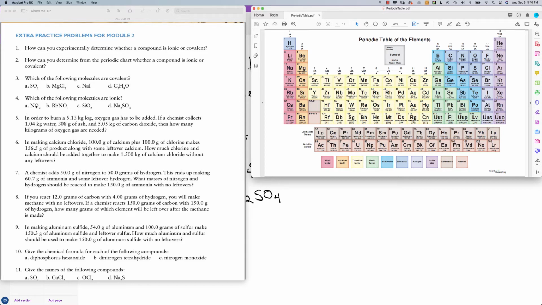Which of the following, number 4, are ionic? Now we're looking for metals. Right here, rubidium and sodium are metals, so these two are ionic, B and D.